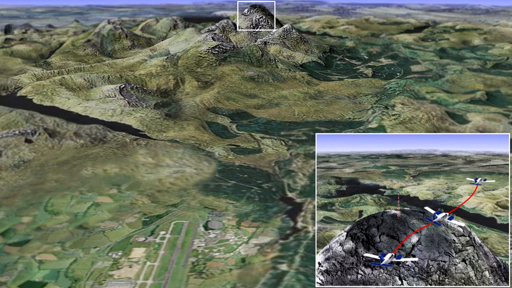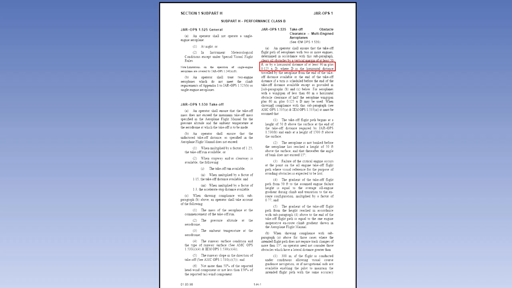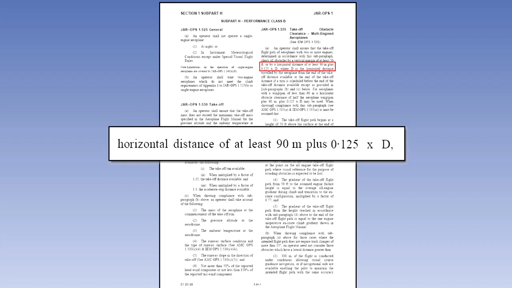JAR Ops 1 requires that if the obstacle cannot be cleared by a vertical margin of 50 feet, then the aeroplane must be able to demonstrate a minimum horizontal obstacle clearance. This horizontal clearance is calculated by using a simple formula. For a wingspan of 60 meters or more, the horizontal clearance is 90 meters plus 0.125 times d.